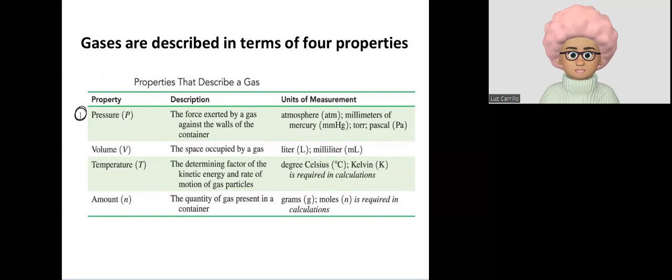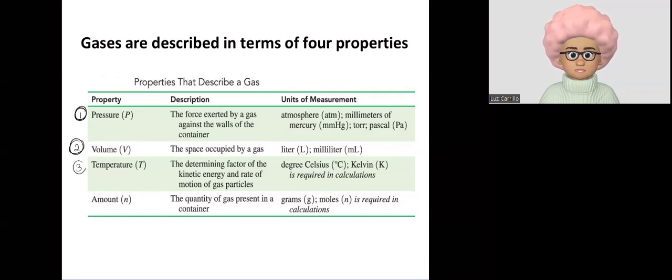And when it comes to the units of measurement for pressure, we can utilize ATM, millimeters of mercury, torr, or Pascal. Those are all different units of measurement that can be used for pressure. The second property that can be utilized in order to describe gases is volume. And volume is defined as the space occupied by a gas. The units of measurement that can be utilized in order to measure volume include liters and milliliters.